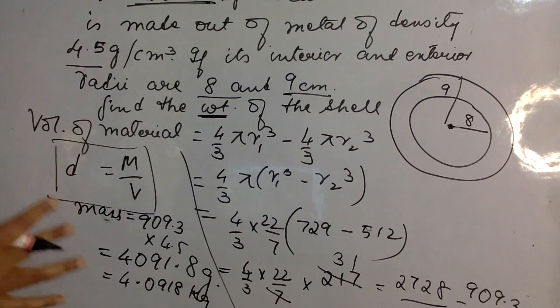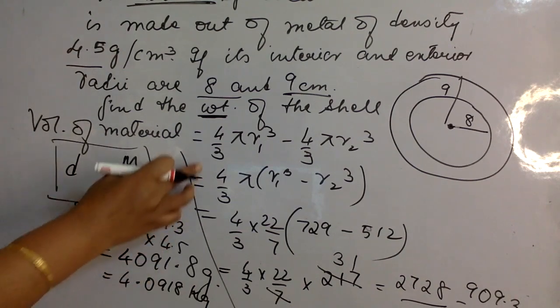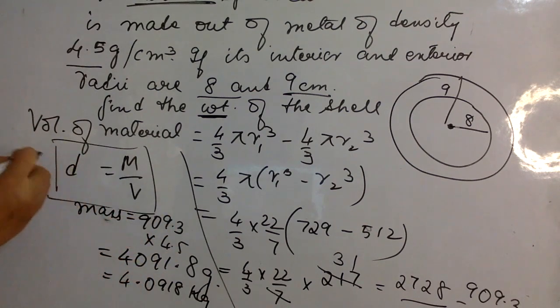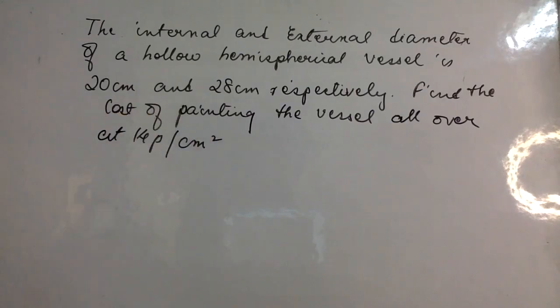So in this particular sum, what is important is first understanding how to find the volume of a hollow sphere. Second thing, what is important is this formula. If you don't know this formula, you will not be able to do this sum in the exam. Okay. Now this is our next question. This question is slightly difficult.